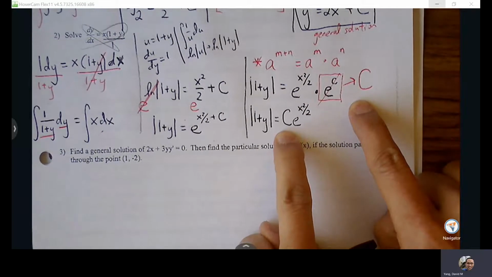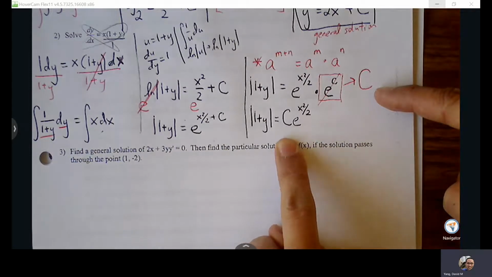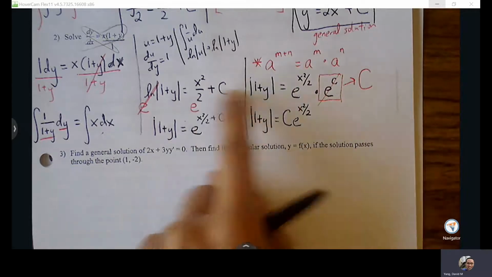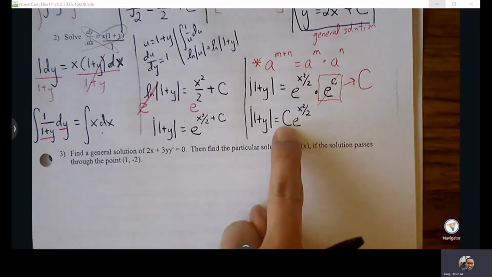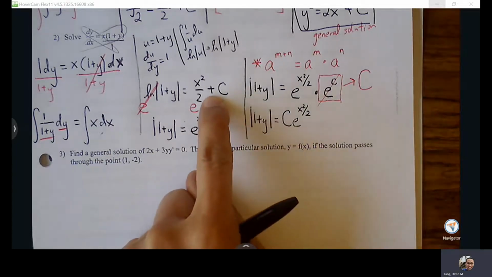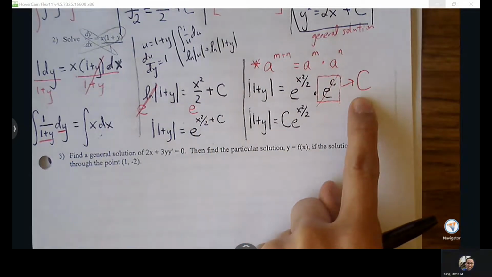There's a lot of stuff going on here. So take your time, and let me know if you want me to clarify anything. Everybody good? E to the c is just going to be a constant. That's right. E to the c is a constant, but all of a sudden it's no longer plus c. It becomes a times c, and that's why we push it out in front. That's multiplication. Because we pushed it to the exponent, to bring it down, it's going to turn into multiplication.